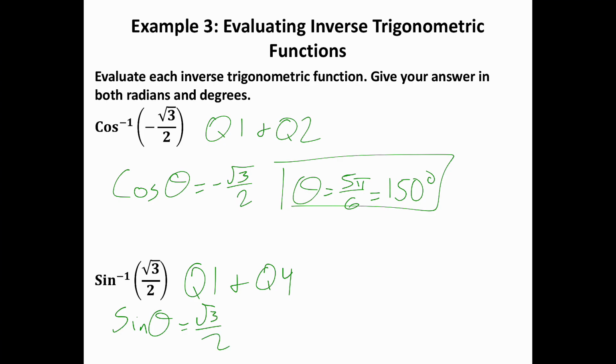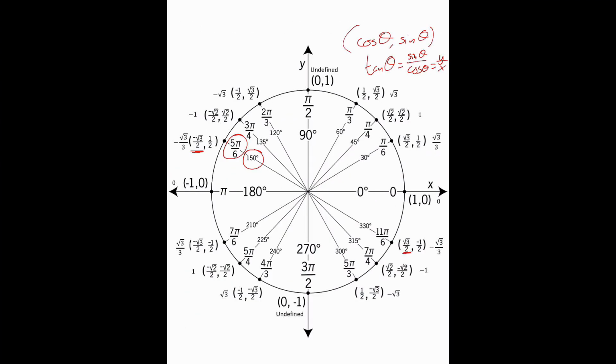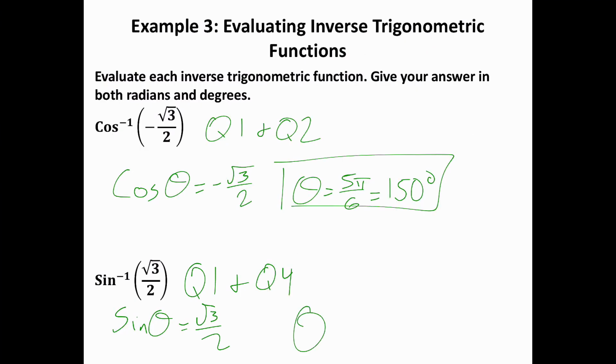So go into the unit circle, staring real hard at the right side of this graph. Let me erase those stray marks over here, not to distract. Where is the sine equal to the square root of 3 over 2? There's only one spot on the right side of the graph. That's over here at pi over 3 or 60 degrees. So we're going to say theta equals pi over 3 or 60 degrees.